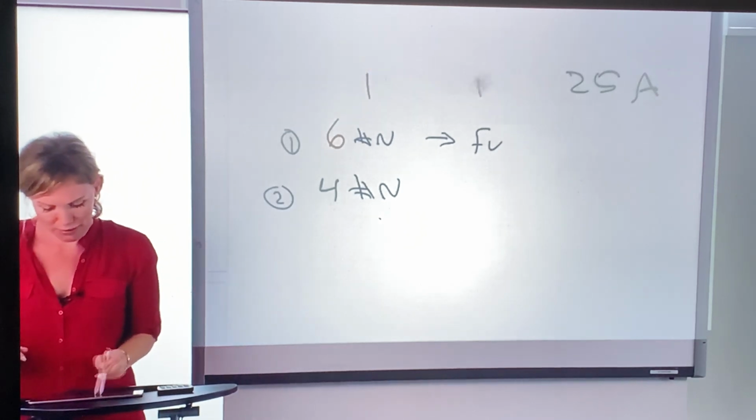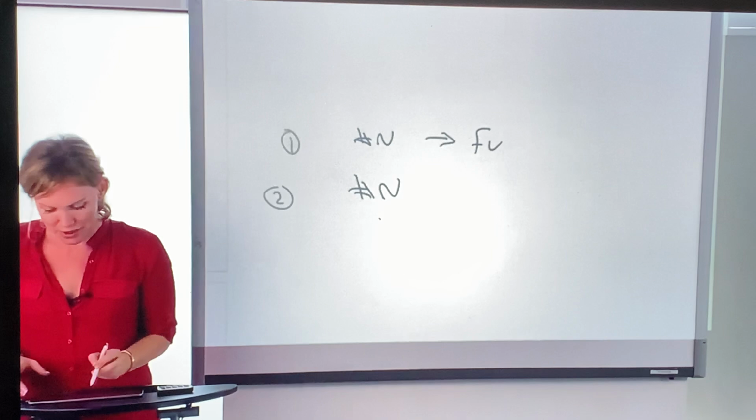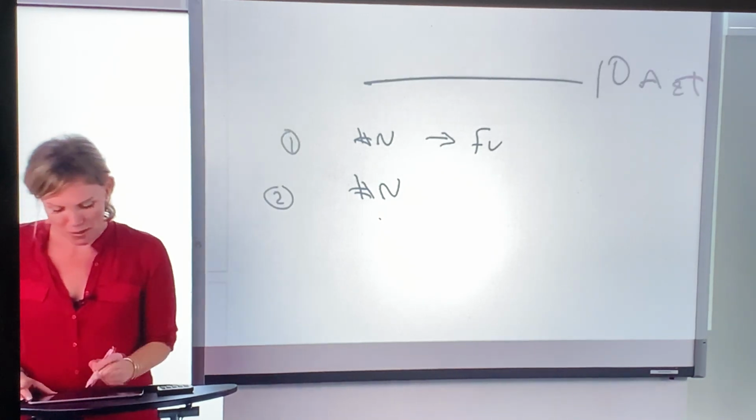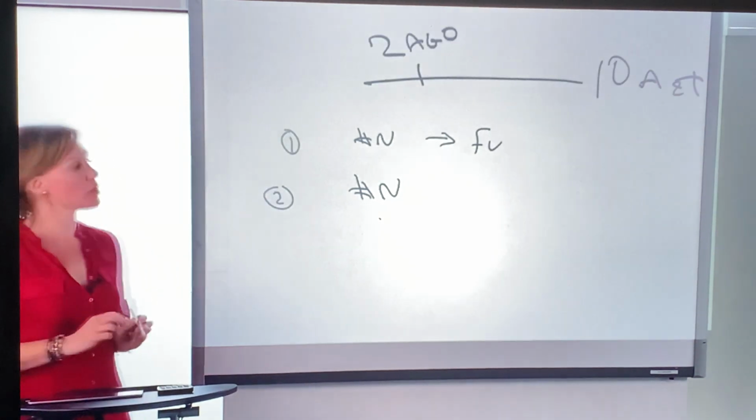Let me just take that off. Okay, so 10 years amortization, and the term, and 2 years ago. Okay, what would you do?